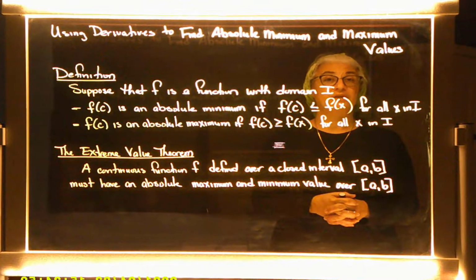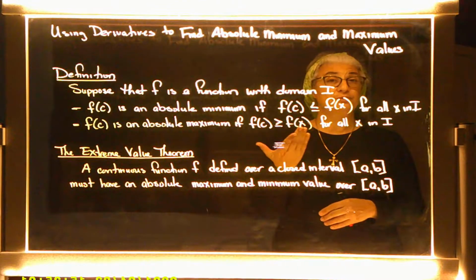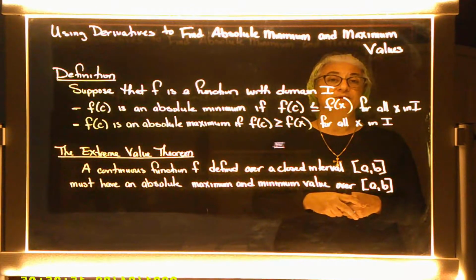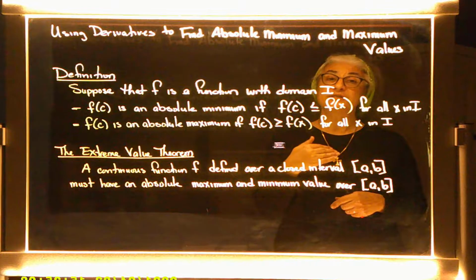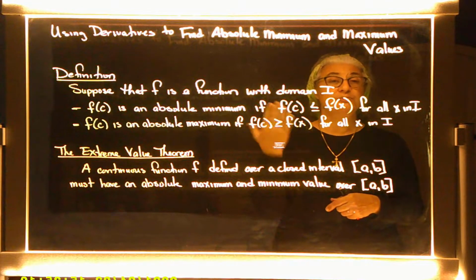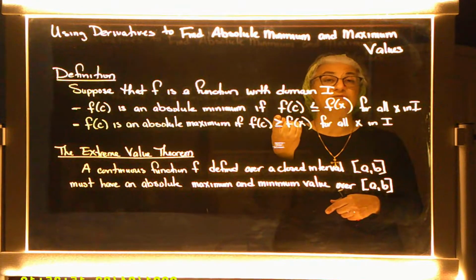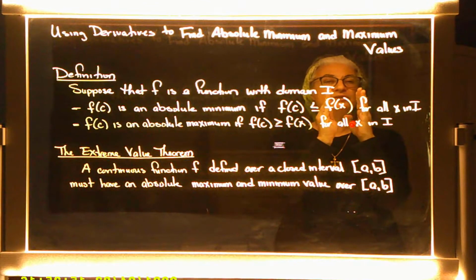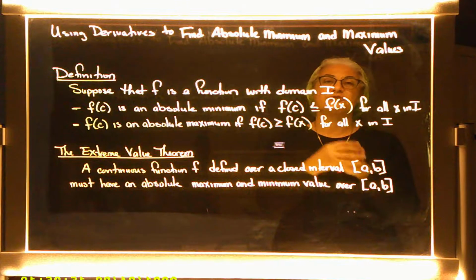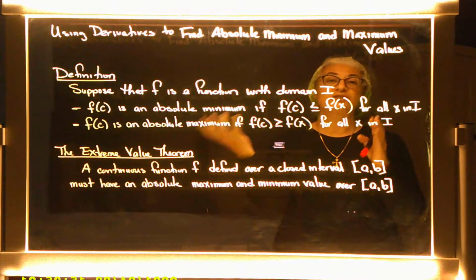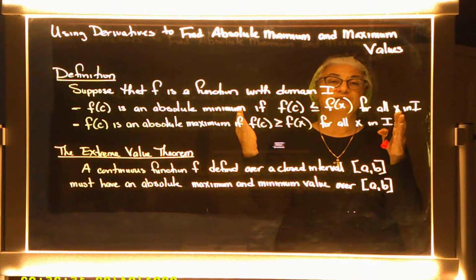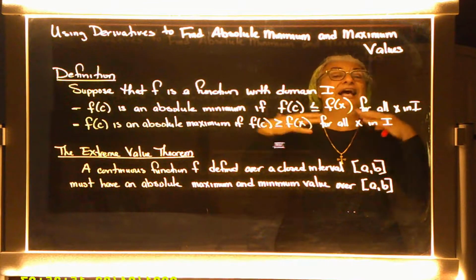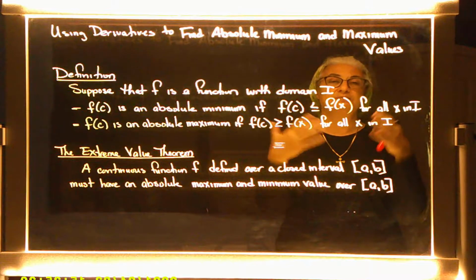Okay, new topic. In this particular section, we are going to be using derivatives still, but now to find absolute minimum and maximum values. Up until this particular lecture and the previous lectures, we've been finding the relative mins and maxes, which means we've been only looking at a small portion of the domain, not the entire domain. In this particular section, we're going to be talking about the entire domain and finding the absolute min and max.